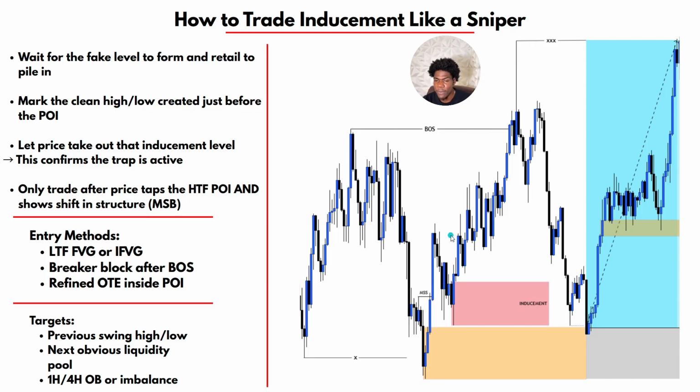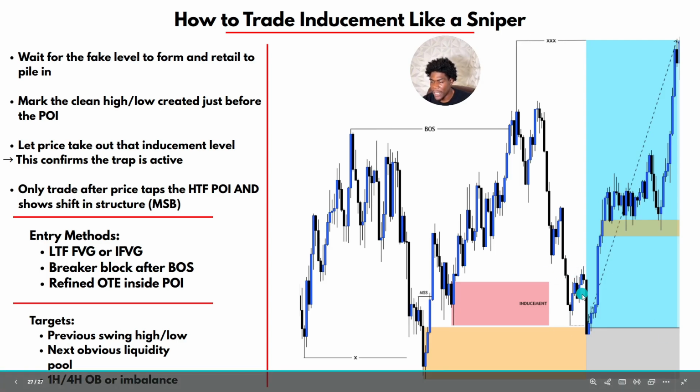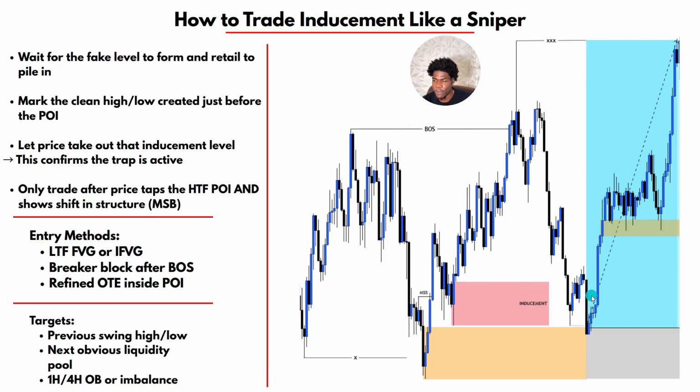For our entry methods, it's just lower time frame fair value gaps, or inversion fair value gaps, breaker blocks after the break of structure, or just a refined OTE level inside of this point of interest, right? So if we can tap inside of the 0.79, right, and then we scale down, we see like a breaker or a fair value gap or an inversion fair value gap, then we can take that level to then extend higher to come and clear this old high right here.